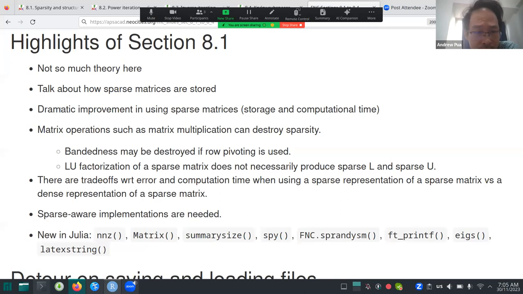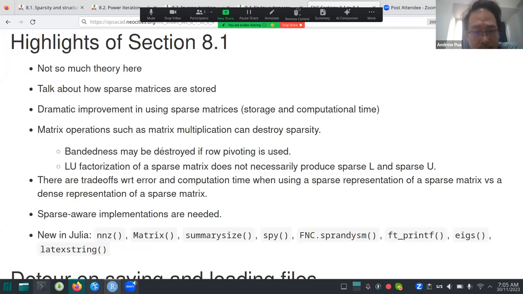And then they also demonstrate through a couple of examples, I believe around three, showing dramatic improvements when you use sparse matrices. The storage is minimized a lot, and the computational time can be reduced a lot. So in that sense, this is probably one of the main advantages of using sparse matrices.